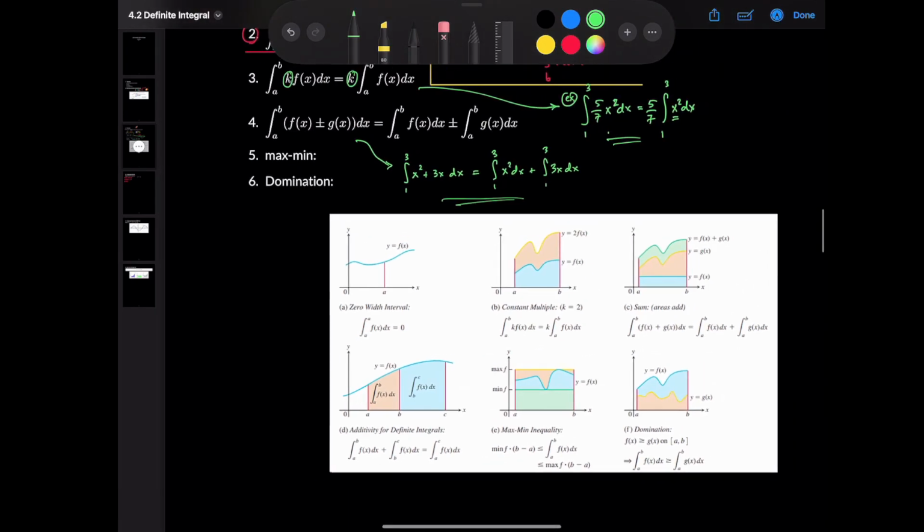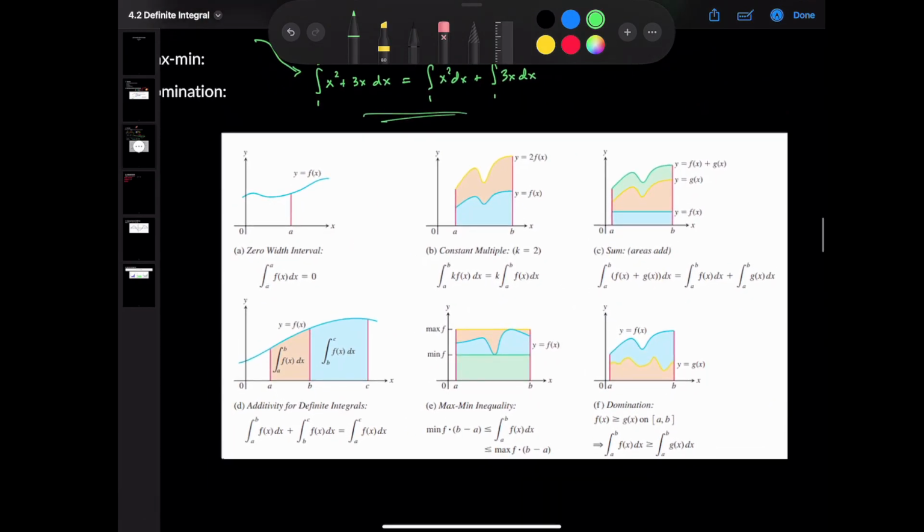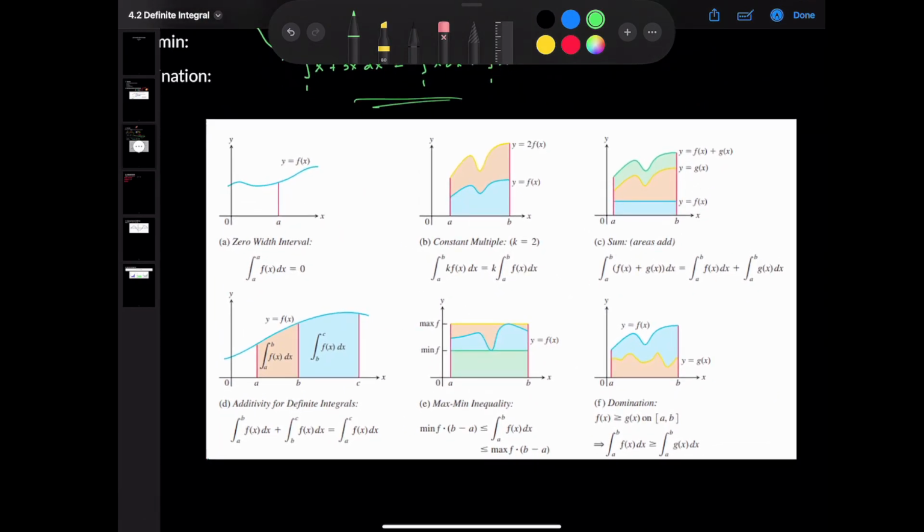There are also a couple of others that are worth noting, and I have these nice graphs that I pulled from another text, actually.